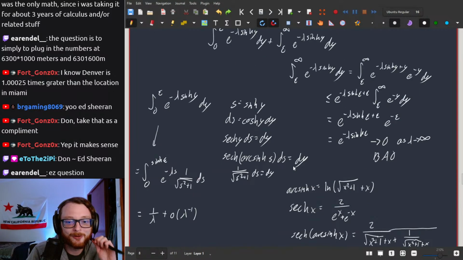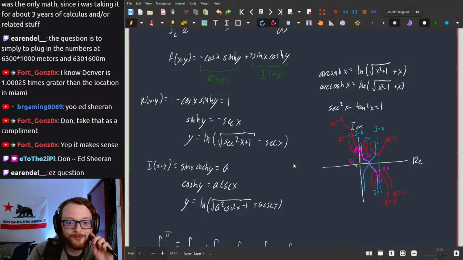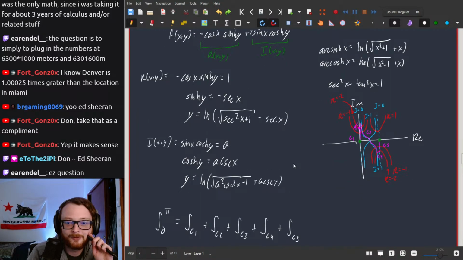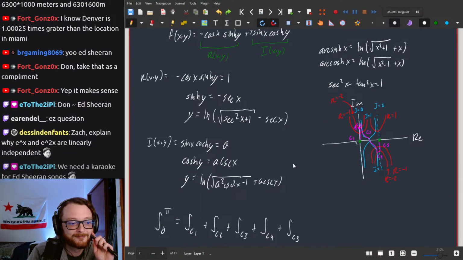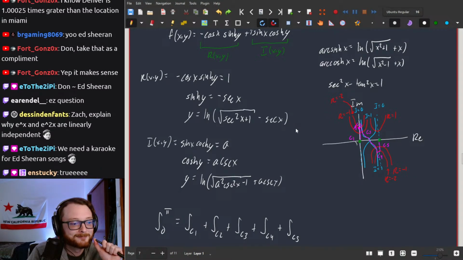Okay, unless there's another question, we're gonna go back to steeply descending into madness. So e to the x and e to the 2x are linearly independent.